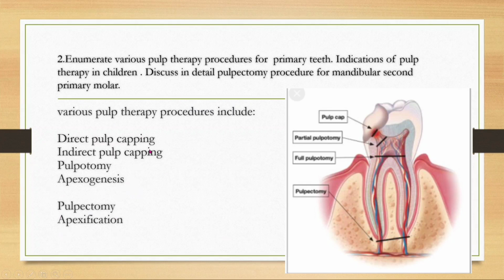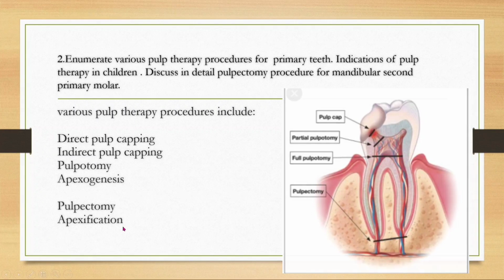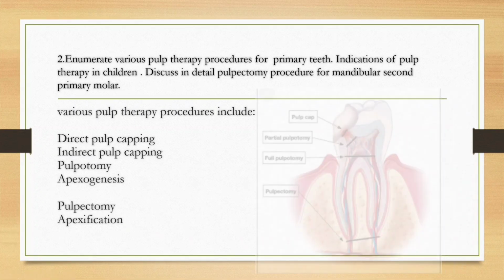The first four techniques are where we can retain the vitality, and we have a possibility of rebuilding the structures. I mean the formation of the remaining part of the root or creation of dentine or other vital structures. Pulpectomy and apexification are mostly done on non-vital teeth.